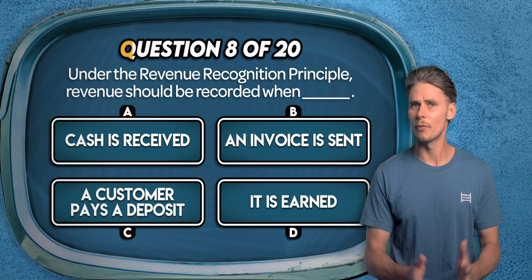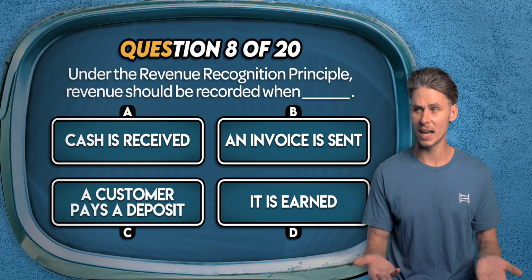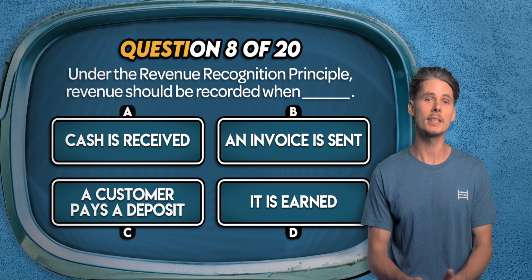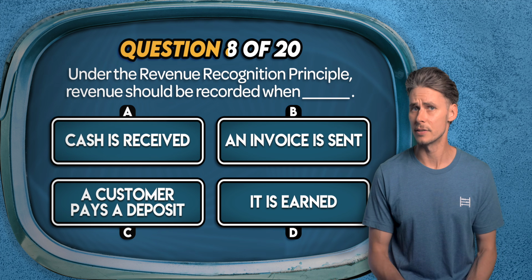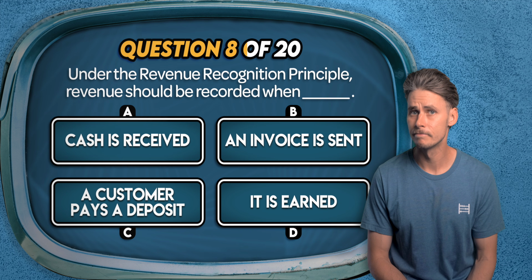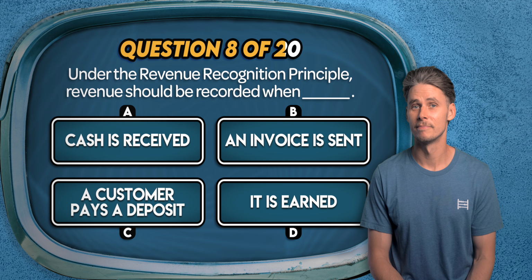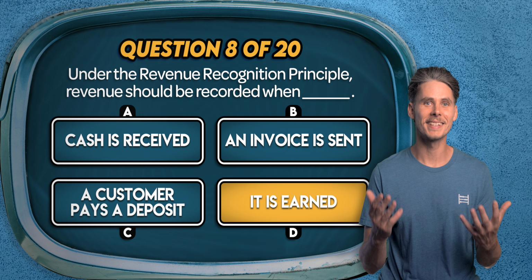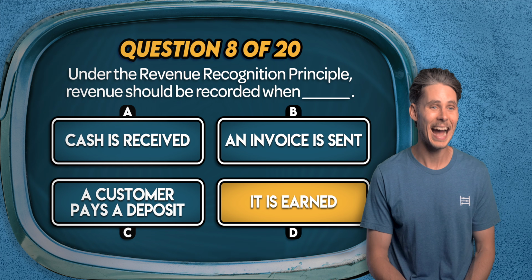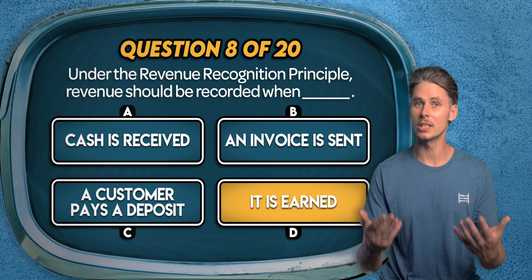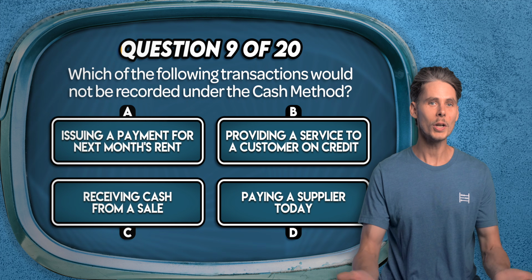Question 8. Under the revenue recognition principle, revenue should be recorded when cash is received, an invoice is sent, a customer pays a deposit, or when it is earned. It's D. Under the revenue recognition principle, revenue is recorded as it's earned when the business transfers goods or provides services to the customer.